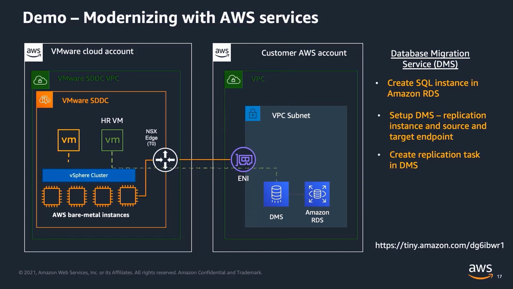This is what copies and migrates the data from that SDDC vCenter database to the Amazon RDS. Once the actual migration is complete, you can perform additional steps to clean up your on-premise environment.